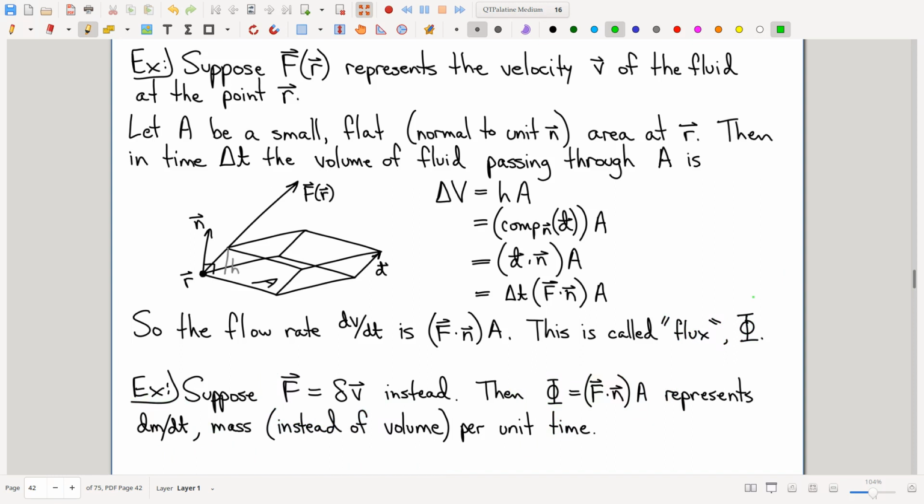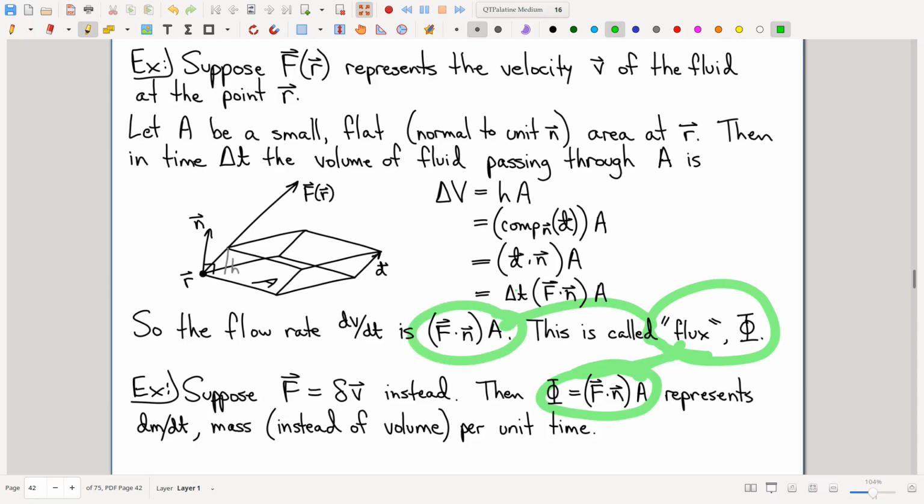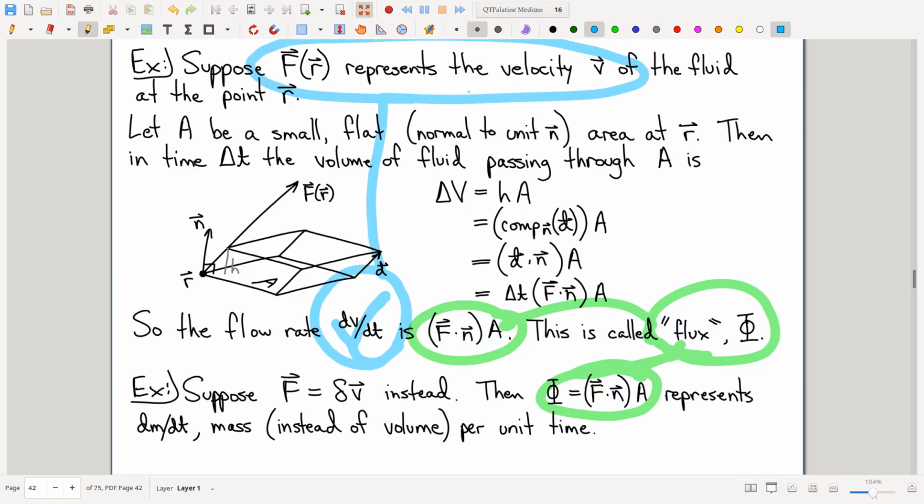The punchline is flux is a useful thing, and it's an answer to reasonable natural questions. You might want to know volume per unit time, in which case just let the vector field represent velocity, and boom, flux will do it for you. And likewise, sometimes you might want to know mass per unit time of fluid flowing. Okay, well, all you got to do is make sure that your field represents density times velocity, and flux will do it for you.